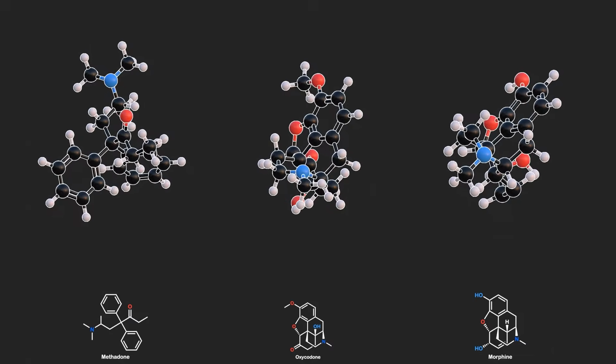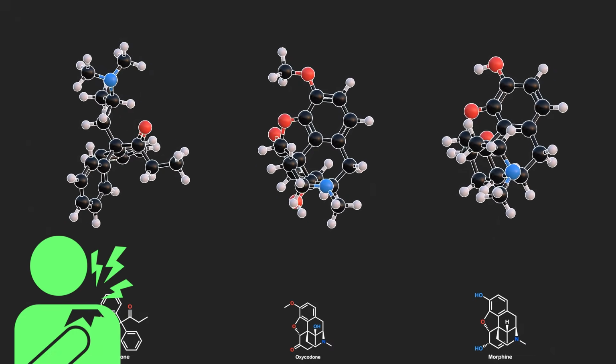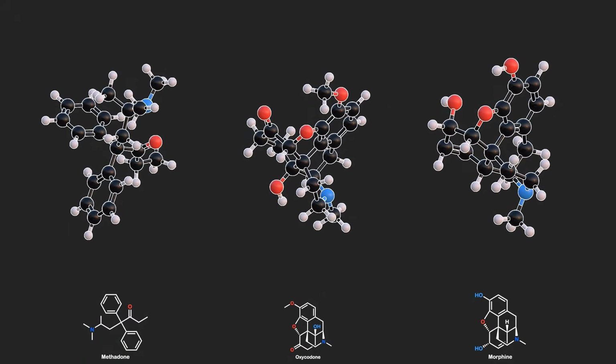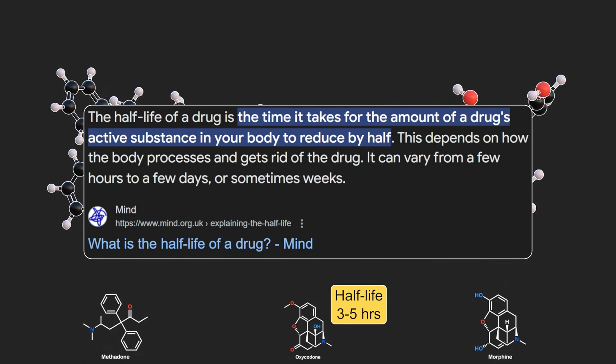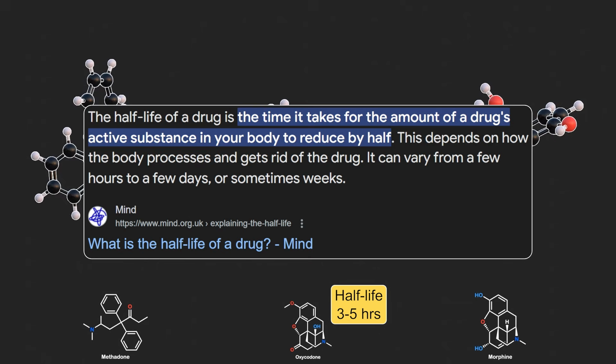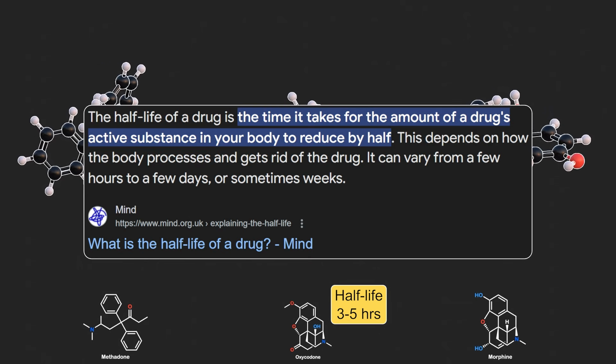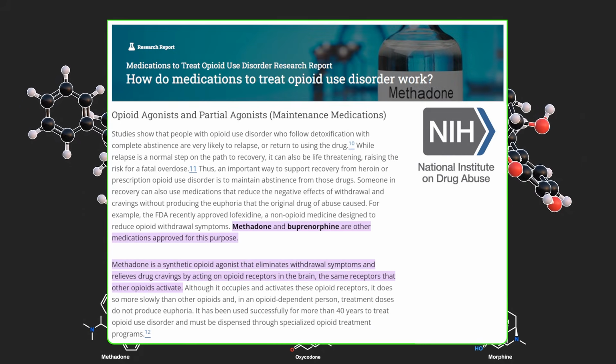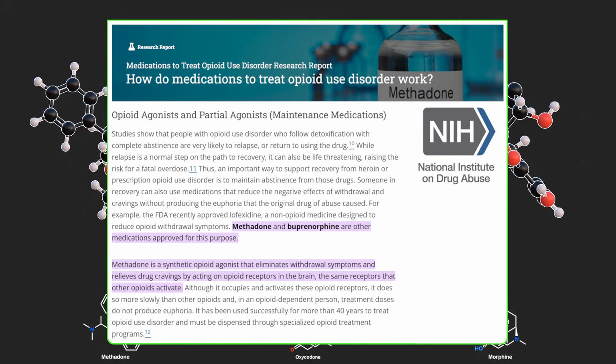While all prescription opiates have a similar purpose in pain relief, they often act on the body for differing periods of time. For example, oxycodone has a half-life of around 3 to 5 hours, providing short-term pain relief. Methadone, on the other hand, has a half-life of around 24 hours, providing longer-term pain relief. This is also why methadone is often used to treat opioid addiction.